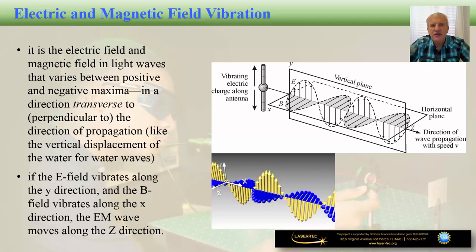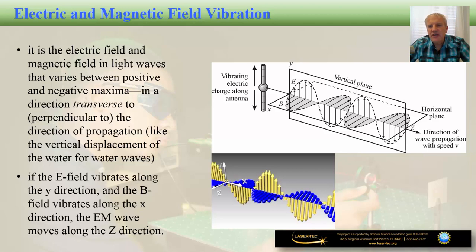It is the electric field and magnetic field in light waves that vary between positive and negative maxima in a direction that is transverse, or perpendicular, to the direction of propagation of the wave. That's also very important to recognize and remember.